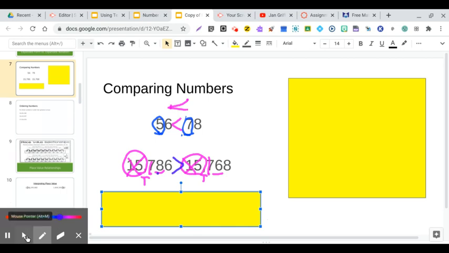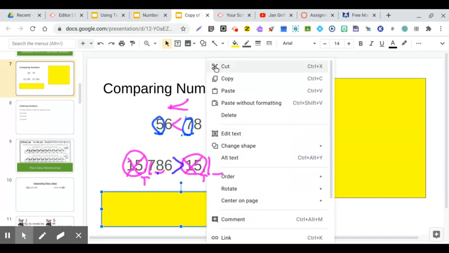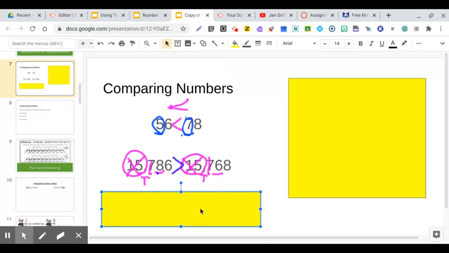Let's look at another example. Okay, I'll give it just a second. My computer is a little slow. I'm so sorry.